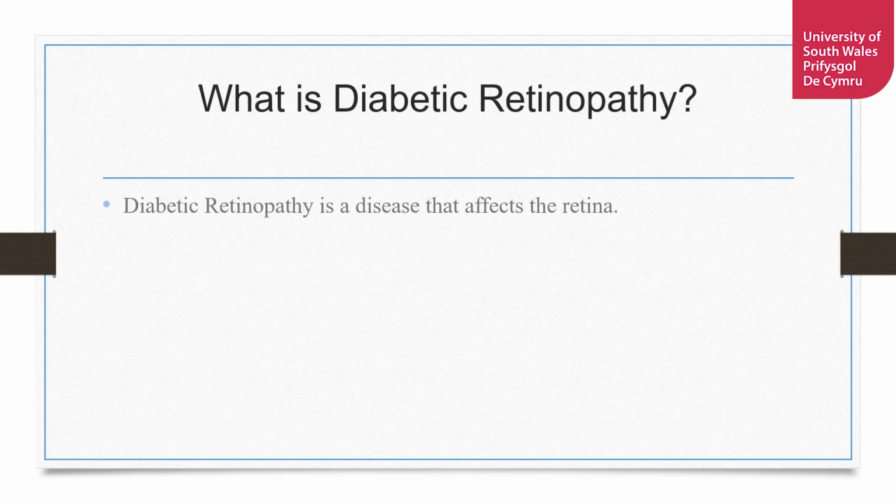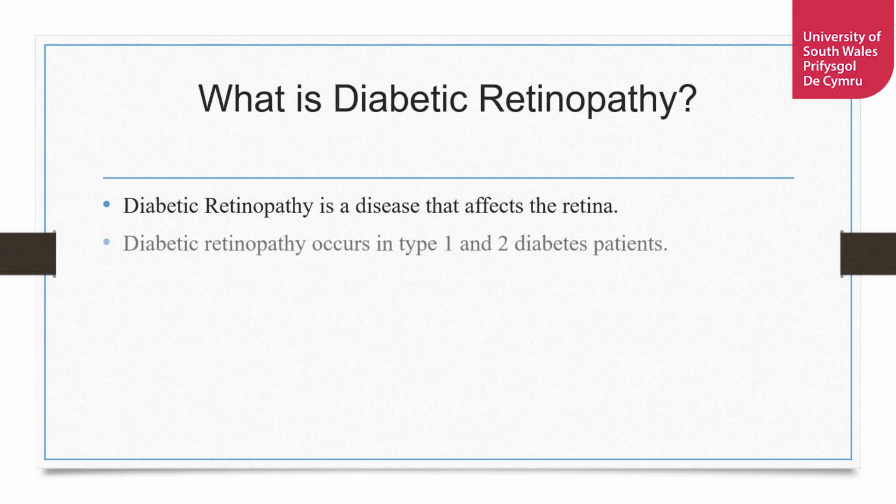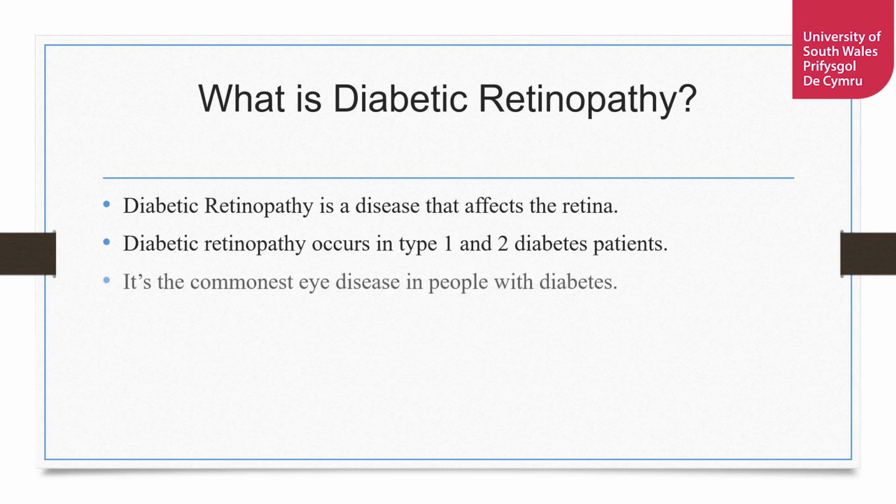Diabetic retinopathy is a disease that affects the retina. Diabetic retinopathy occurs in type 1 and 2 diabetes, and is the commonest eye disease in people with diabetes. Small blood vessels of the retina are affected.